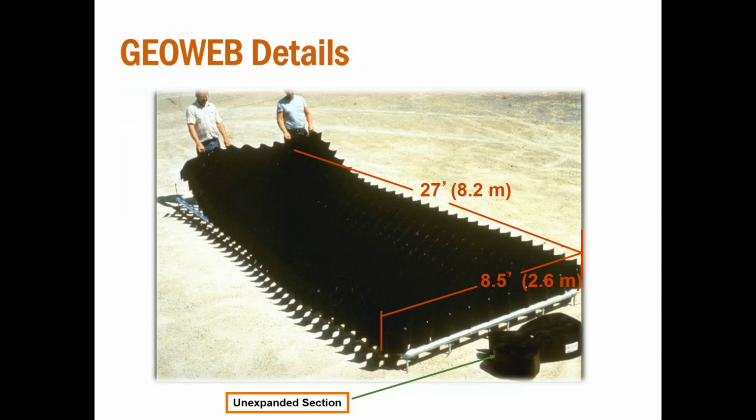Here you can see a typical GEOWEB panel. It comes tri-folded on a pallet and can be delivered directly to your project site. Each section has a nominal width of 8.5 feet, with lengths up to 32 feet. The panels are flexible, opening like an accordion, so they can follow the natural contours of the work site without being confined to a rigid set of dimensions.